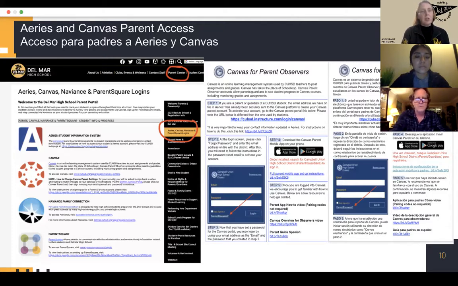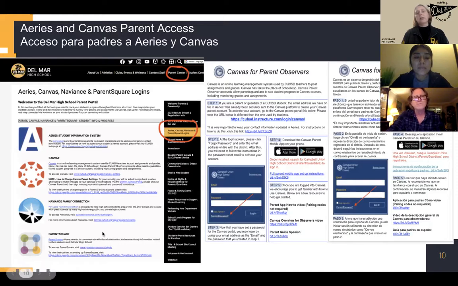This is just more information about finding ways to connect through Canvas and also through Aries, which will be where the grades go in so that you can see their semester grades. You can see their progress grades now, and that's where their semester grades will also go. And if you go to our parent center and go to Aries, Canvas, Naviance, and Parent Square, it gives you information for all of those about how to get connected as a parent. And we have information in English and Spanish. And like I said, you can also contact us directly if you have any questions or want help with figuring that piece out.